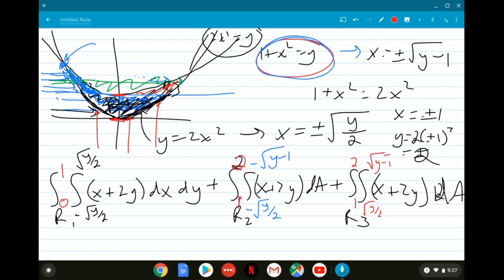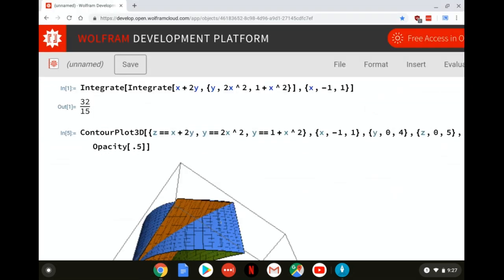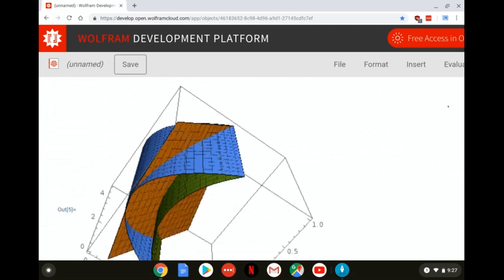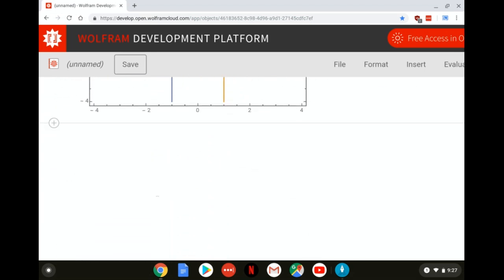At this point, you take a big sigh of relief and ask yourself, did I even do that correctly? Because that's a lot of mess to try to get x integrated first. So we can check it in Mathematica. We want 32/15. So let's see if it comes out the same.